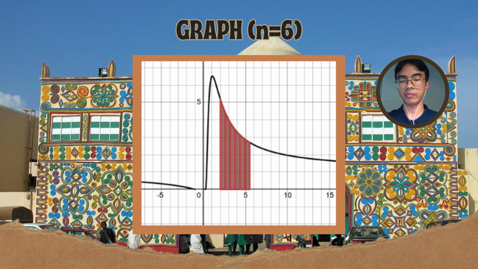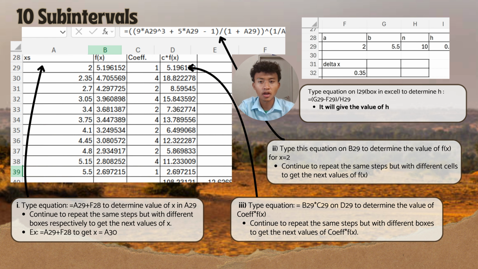This is the graph for the previous question where we can see there are 6 different boxes with the same width representing the 6 subintervals. Right, so in this part of the slide, we're going to look at the ways in which we can do the Simpson's rule for 10 subintervals.